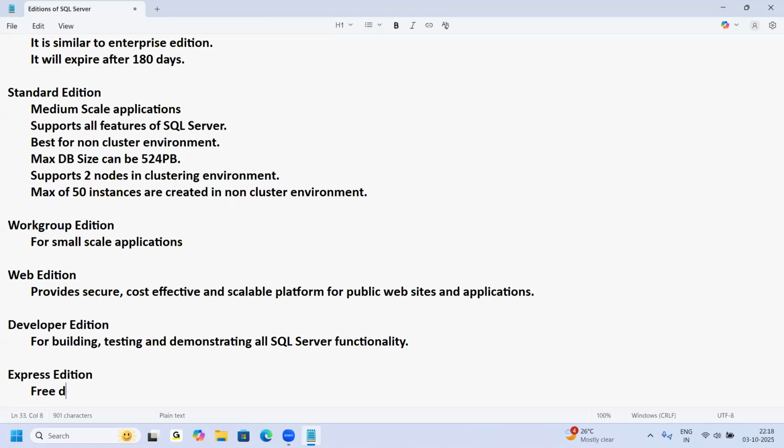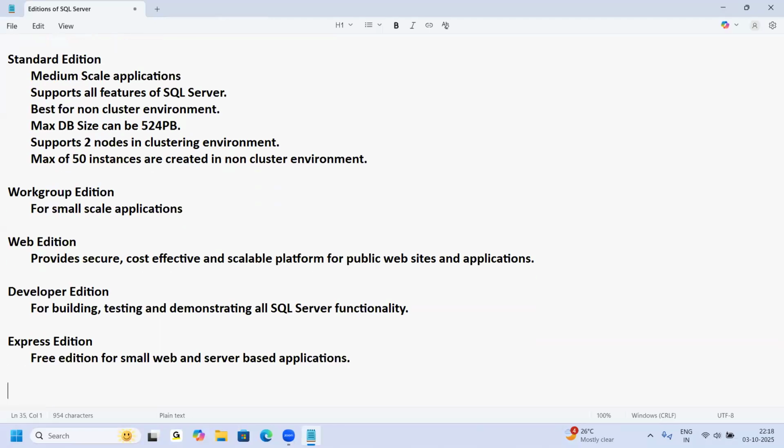Even if you download the latest version of SQL Server, Microsoft always provides Express Edition for download, which is your free edition, for small web and server-based applications. Commands are restricted, database size is restricted, and a lot of tools are disabled by default. You can't even install them. They're not available for you.